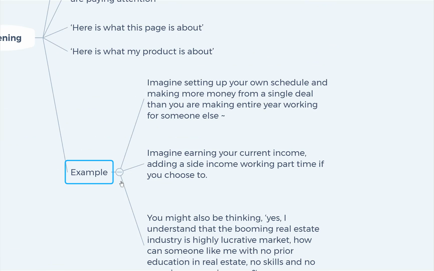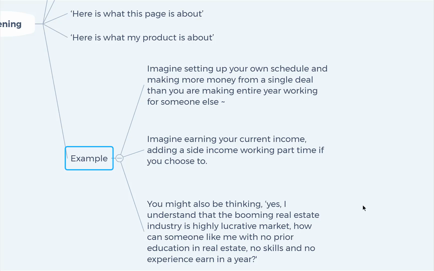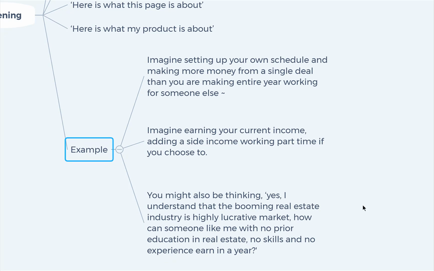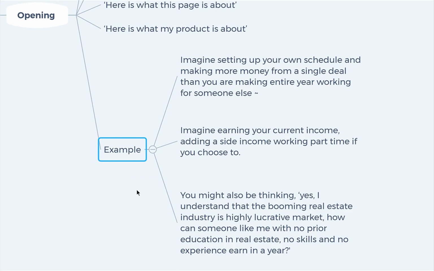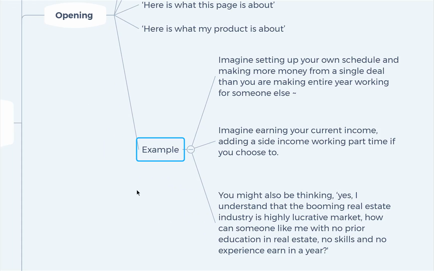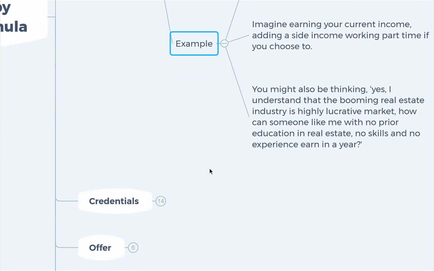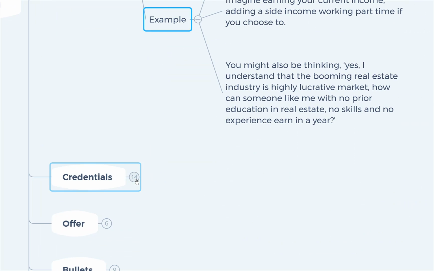Put yourself in the shoes of the reader. For example, imagine setting up your own schedule and making more money from a single deal than you are making in an entire year working for someone else. Imagine earning your current income, adding a side income working part-time if you choose to. You might also be thinking, yes, I understand that the booming real estate industry is a highly lucrative market. How can someone like me with no prior education in real estate, no skills and no experience earn in a year? Then once you set up this opening, you are moving on to establishing credibility.